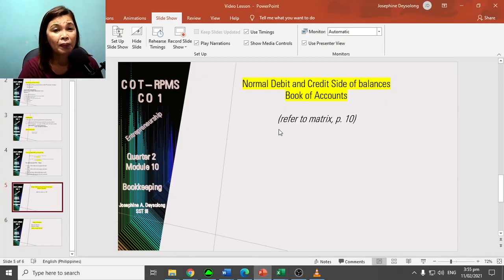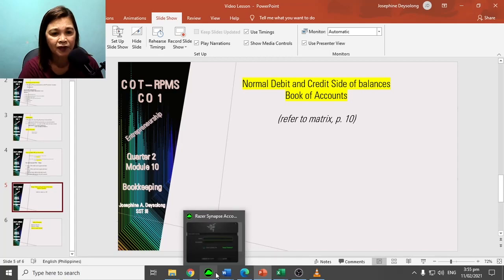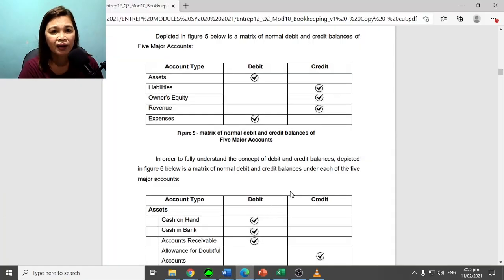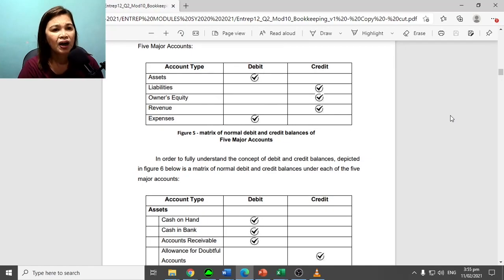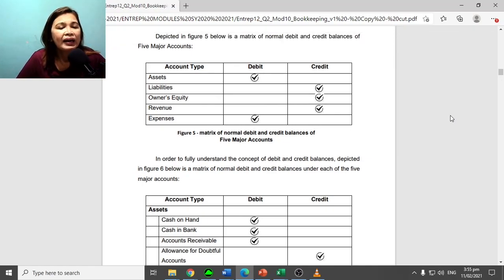Now, what about the normal debit and credit side of balances for the book of accounts? Please refer to the matrix found on page 10, and this is it. These are the normal balances. Assets here have normal debit balances. Liabilities, owner's equity, and revenue have credit as normal balances. Expenses and assets again have debit balances.